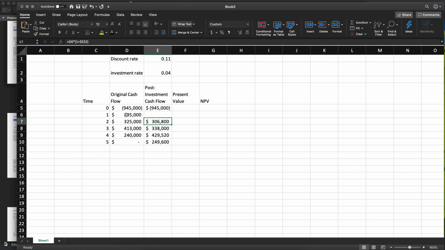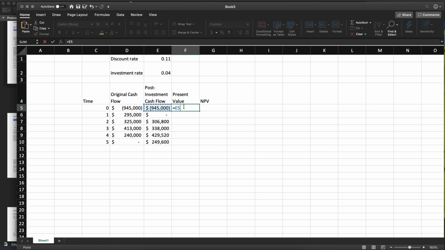Okay, so again, the 295 we have to invest. We don't get it. We get a 0 cash flow in year 1. We have to invest it at 4%. We get it at the end of year 2. Similarly, the 325 we get at the end of year 3 after a 4% increase. 413 becomes 429 in year 4, and 240 becomes 249 in year 5.